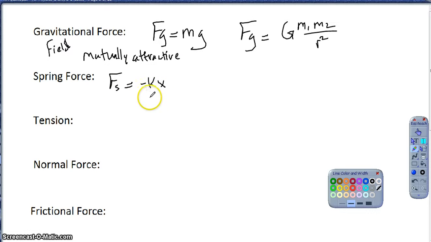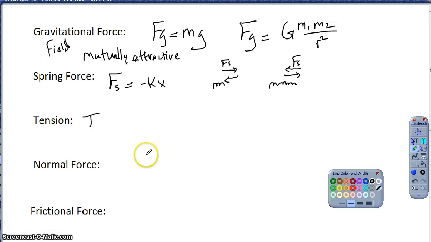The biggest thing to remember from this is the negative indicates that the spring always works the opposite of the direction that the spring has been either stretched or compressed. So if I compress the spring this way, then the spring force is pushing opposite of that, right? If I stretch the spring out to where I've pulled it this way, then again the spring force is working opposite of that. Tension, obviously, usually I'll just refer to that as T.